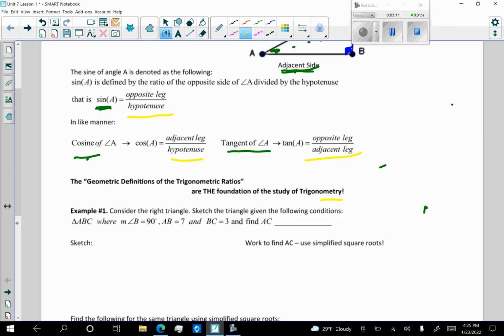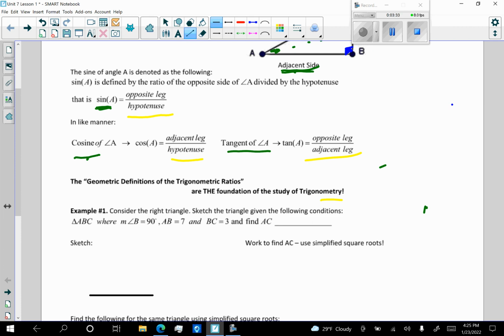Okay, so consider the right triangle. We're going to look at example 1 right here. Sketch the triangle given the following conditions, where triangle ABC, where measure of angle A is 90, AB is 7, and BC is 3, and find AC. So let's do this first.